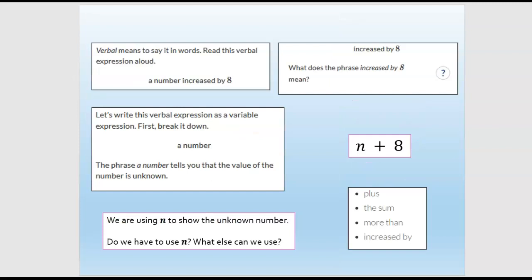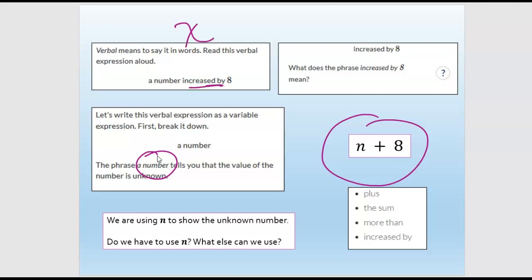Let's get into some different stuff. Here we have n plus 8. We can read this as a number increased by 8. If you just heard me say out loud, a number increased by 8, a number, that tells you what your variable is. We're just choosing to show n as our variable. You could use x, I suppose, if you were choosing your own variable.